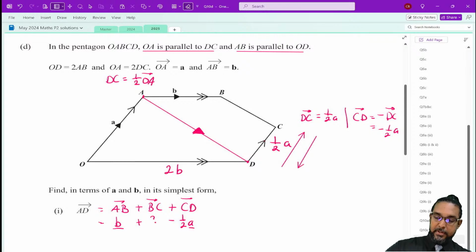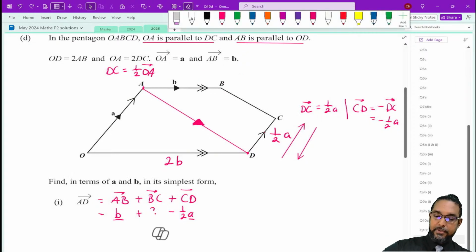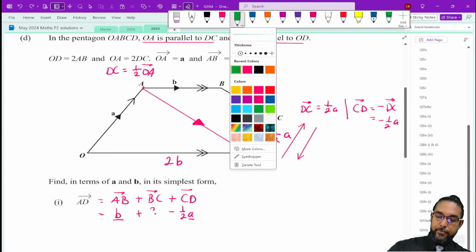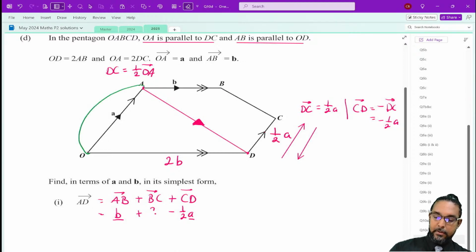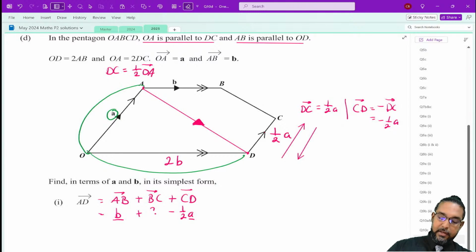But instead of going A to B, B to C, and then C to D, what if we went in the opposite direction? What if we went from A to O and then O to D? We actually do have vectors along both of those. The vector along this line is A, and the vector along this line is 2B.